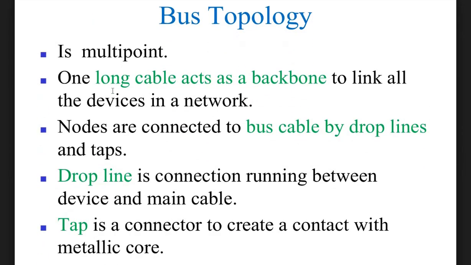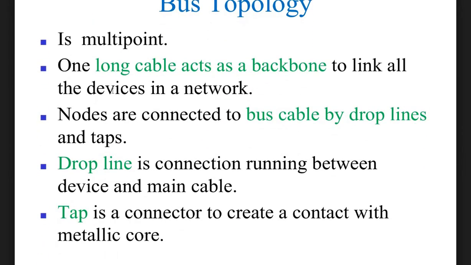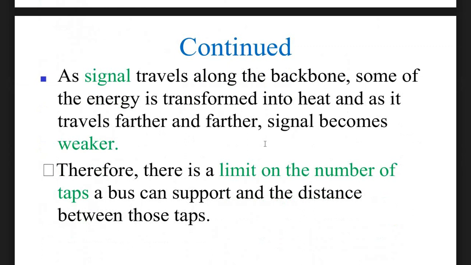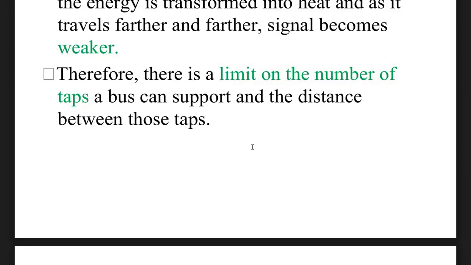Just imagine just like that. One long cable acts as a backbone to link all the devices in a network. So from this we can get to know that the cable is important, right? Nodes are connected to the bus by drop lines and taps. Drop line is nothing but a connection between the device and the cable. Tap is a connector to the cable. These are not that important. Just the number of taps is important.